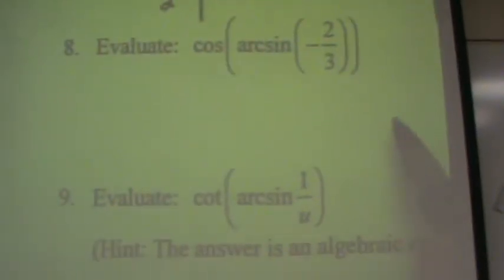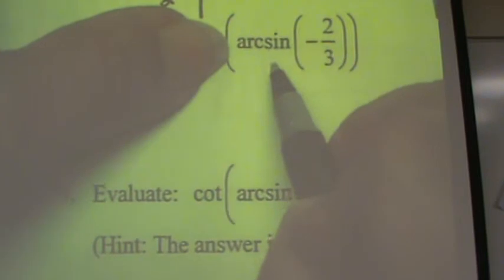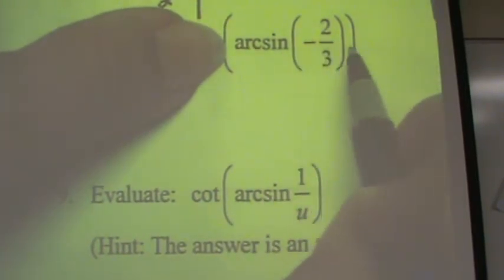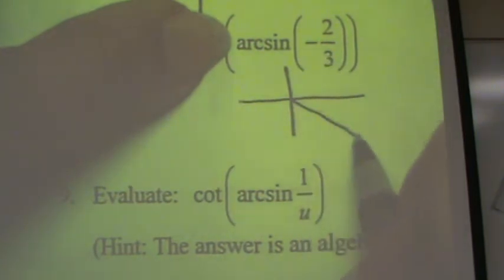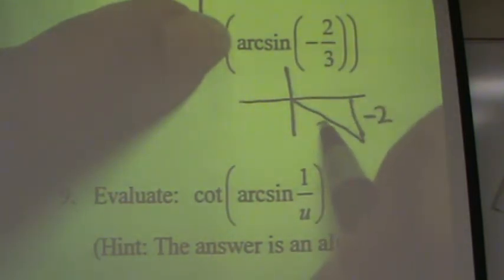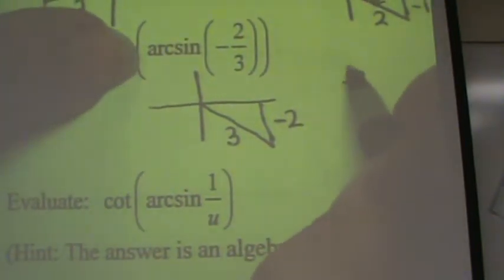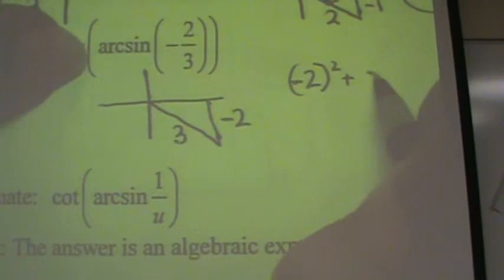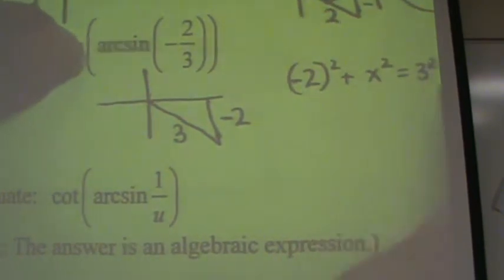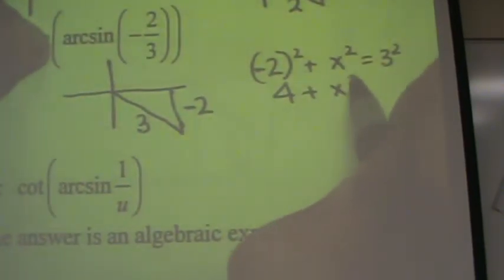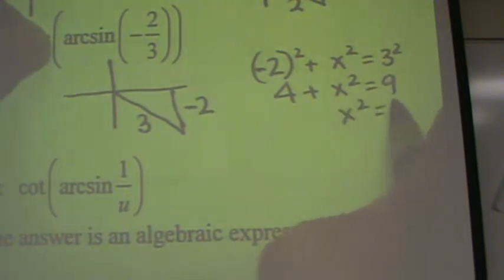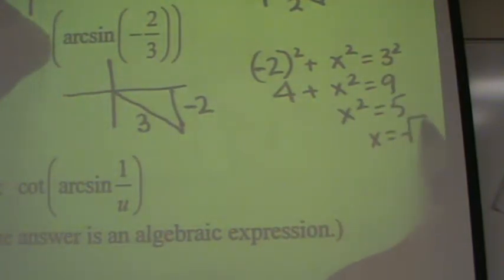Number 8, arc sine. When you see arc, you're gonna go, oh, okay, I have to be in quadrant 4. In quadrant 4, this will be -2 and this will be 3. So you've gotta figure out what this side is. How do you figure out what this side is? Using the what theorem? Pythagorean. So -2 squared plus x squared equals 3 squared. What's x squared? 5. What's x? Square root of 5.